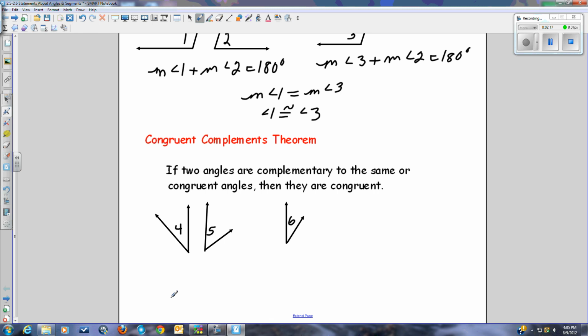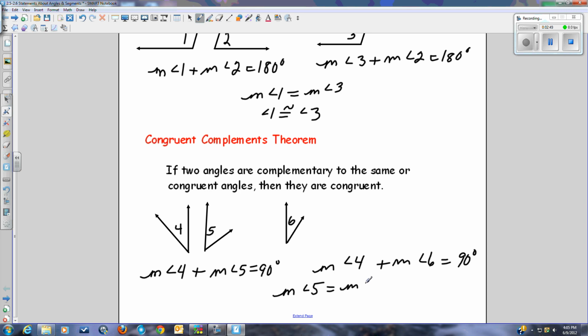Now remember, angles that are complementary add up to 90 degrees. So if we know that the measure of angle 4 plus the measure of angle 5 is 90 degrees, and we also know that the measure of angle 4 plus the measure of angle 6 is 90 degrees, so angle 4 and angle 5 are complementary, and angle 4 and angle 6 are complementary. So we'll have to conclude that the measure of angle 5 is going to have to be equal to the measure of angle 6. Or, according to the congruent complements theorem, angle 5 must be congruent to angle 6.